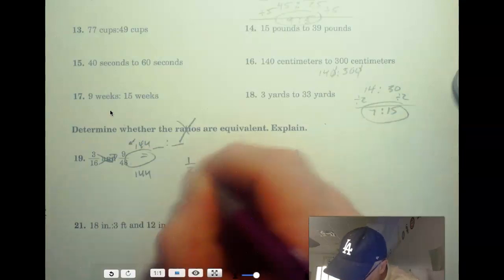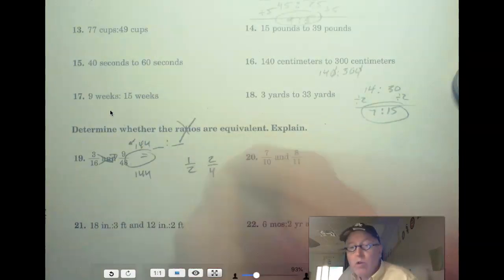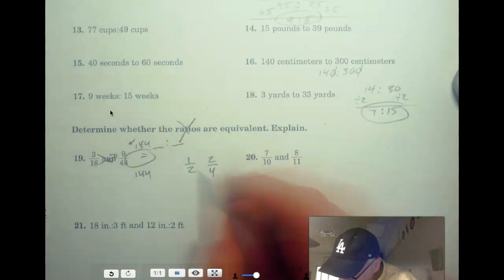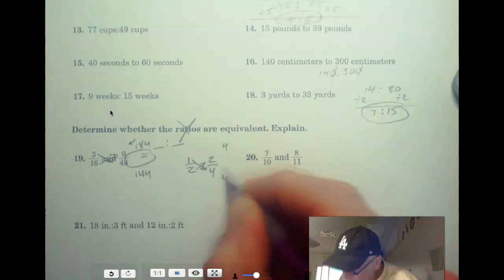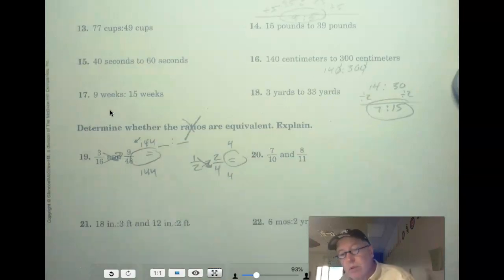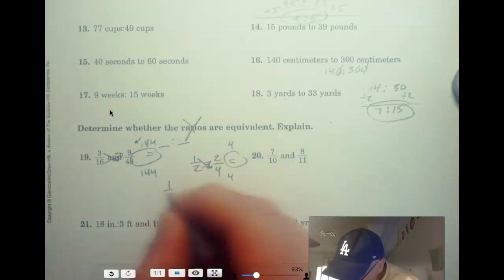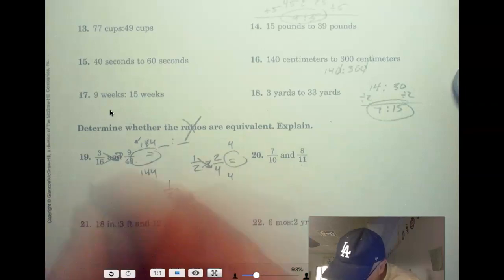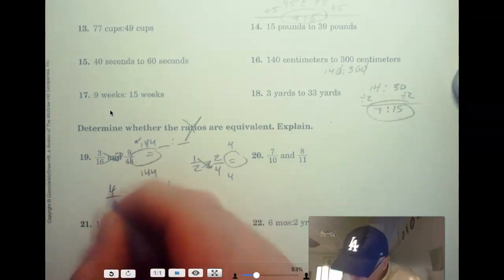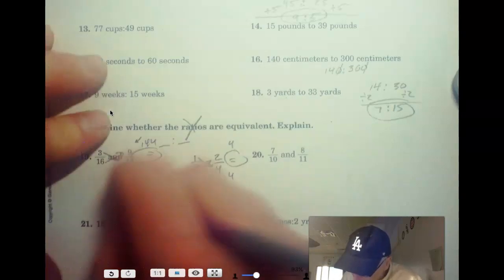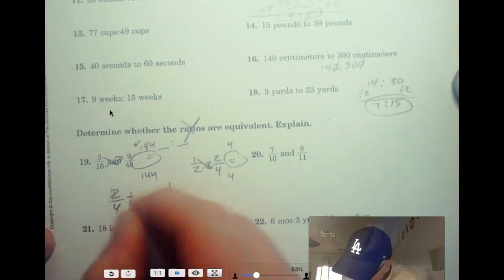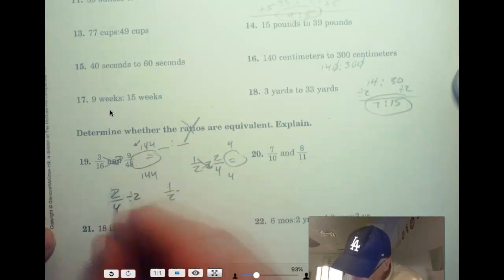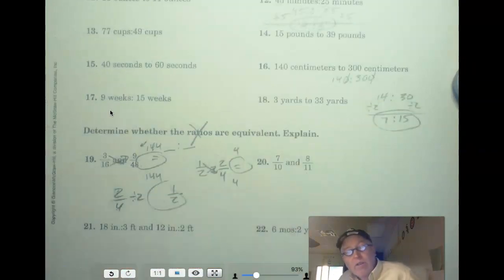Just think of 1 to 2 and 2 to 4. We all know that these are equal fractions. If you put them next to each other and multiply the cross products, if they're equal, they are equal fractions. Because again, 2/4, I divide both sides by 2. 2 divided by 2 is 1. 4 divided by 2 is 2. 1/2 is just 2/4 in simplest form.